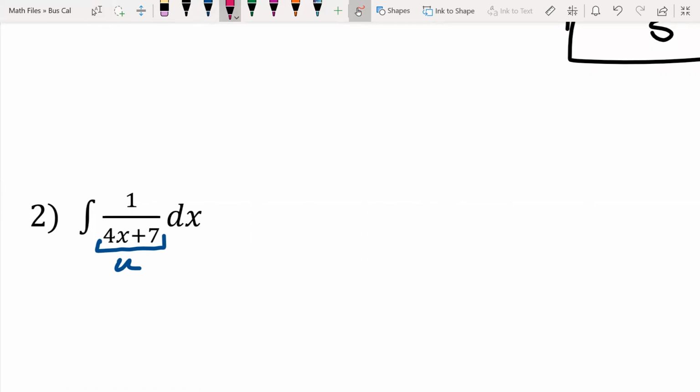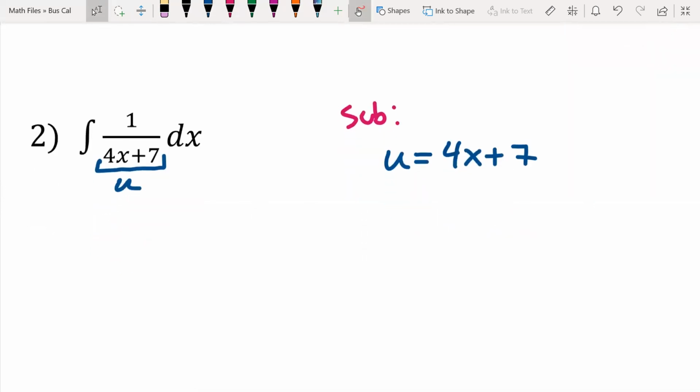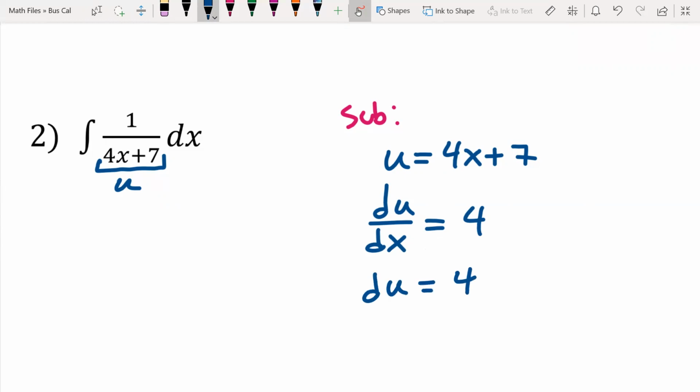So here, we'll start our sub. u equals 4x plus 7. Take the derivative, you get du over dx equal to just 4. Okay, and always we're going to multiply that dx to the right side. So you get du equals 4dx.